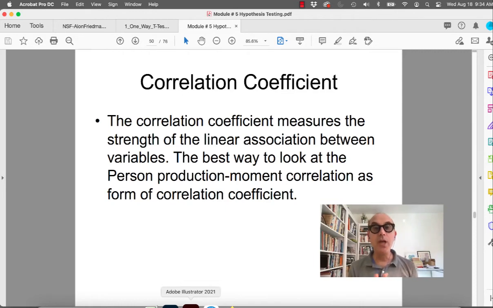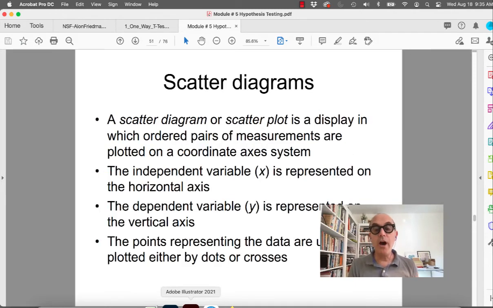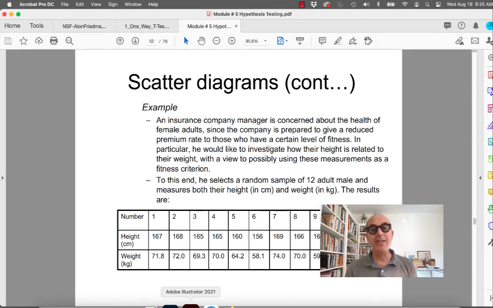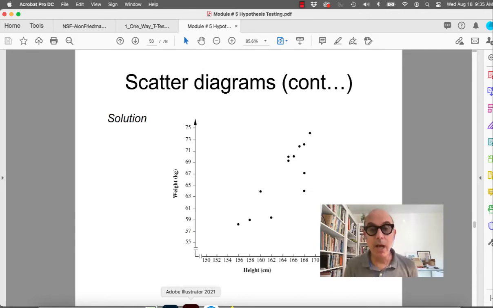So the idea of the correlation coefficient is to measure the strength of the linear association between the variables. The best way to look at the Pearson product-moment correlation is as a form of correlation coefficient. We often use a scatter diagram to display this, where ordered pairs of measurements can be plotted on a coordinate axis system. The independent variable is expressed on the horizontal axis. The dependent variable is the vertical axis. The points representing the data are usually plotted either by dots or crosses. So this is an example of height versus weight, and this is where we see if there is a correlation between them.